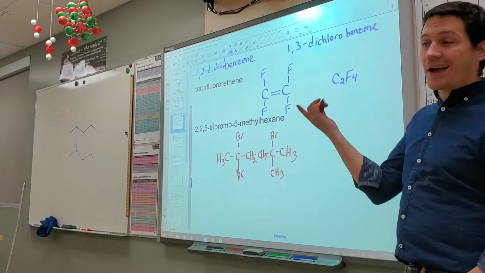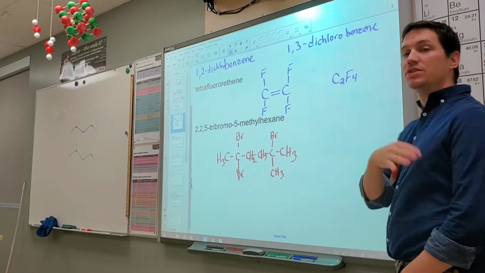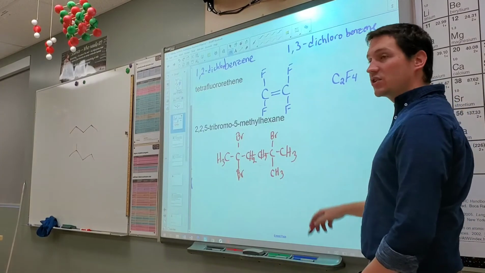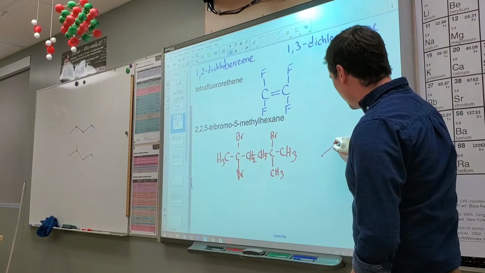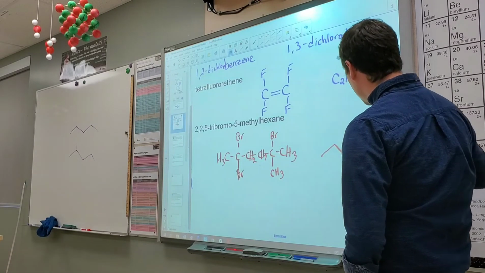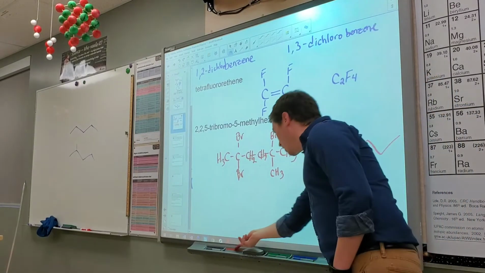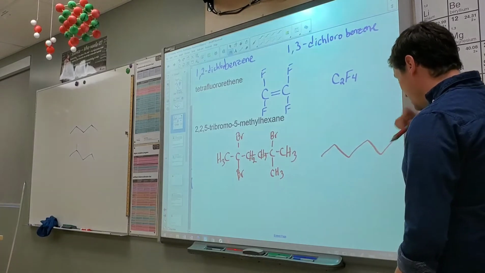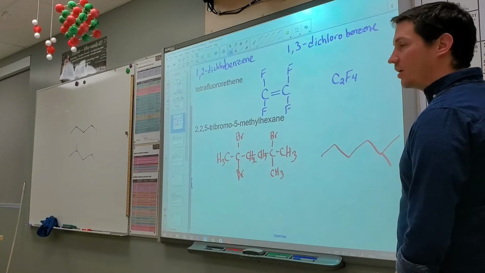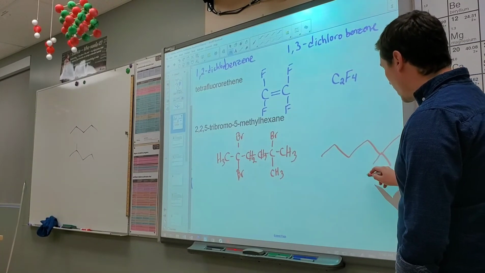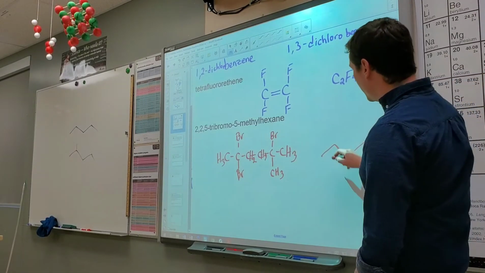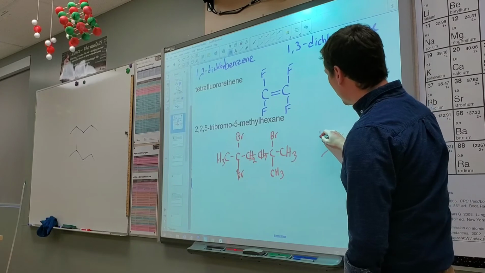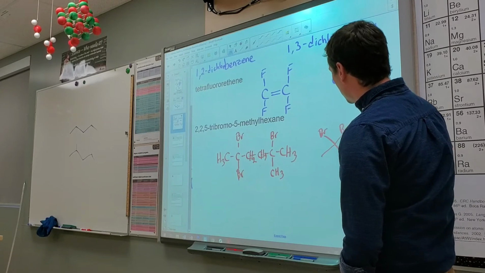Okay, let's draw the line diagram of this, just together, just because we can. So 6 carbons, how do you draw line diagrams? 1, 2, 3, 4, 5, 6. The way I would do this is you've got a methyl group coming off of the 5th, and you've got a bromo group coming off of the 5th as well, and then you've got 2 bromo groups coming off of here.